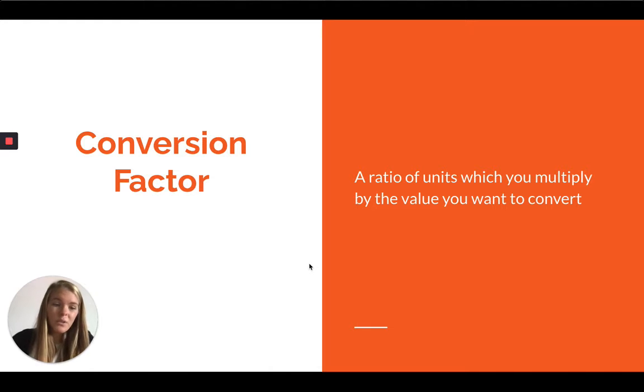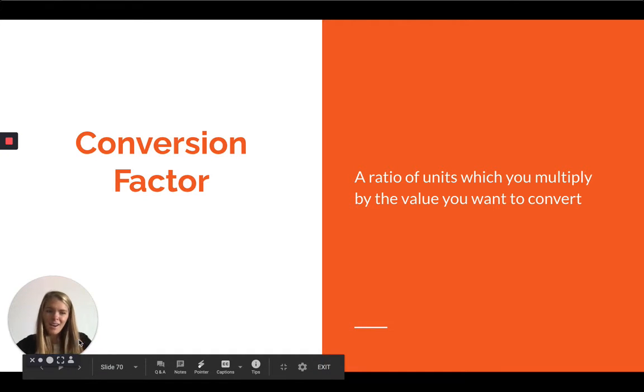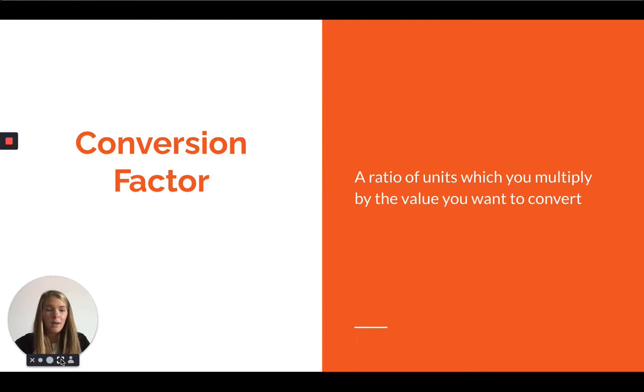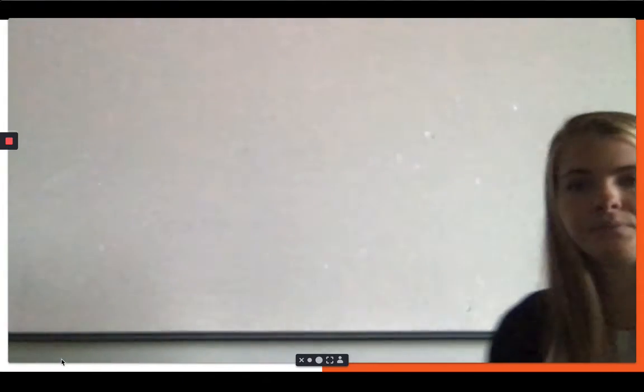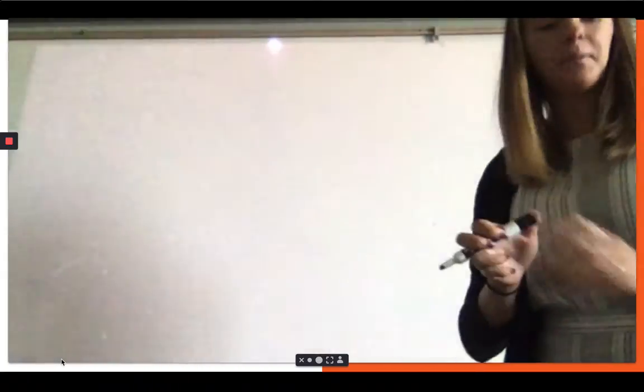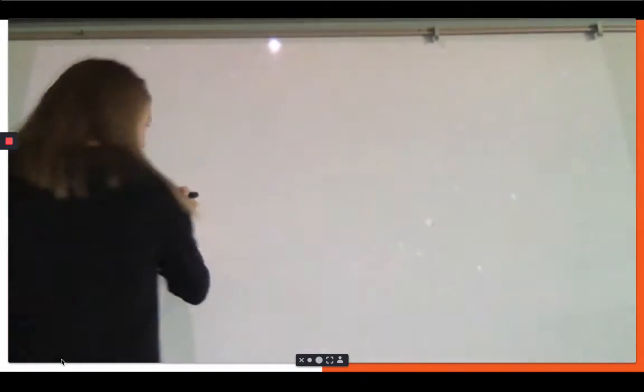Okay, and when we're using dimensional analysis, we use what are called conversion factors to solve the problems. A conversion factor is a ratio of units which you multiply by the value you want to convert. And that sounds pretty confusing, so I'm not going to have you write this definition down because it's already written down, I think, in your notes anyway. I'm going to show you some possible examples of a conversion factor. So let's make my screen bigger here. Okay, an example of a possible conversion factor, can you see this?